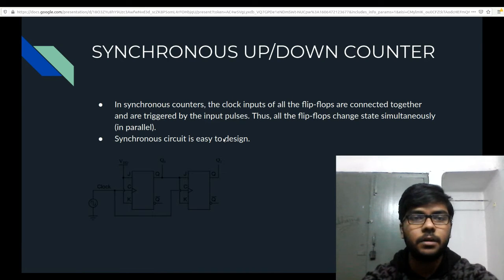So let's talk about synchronous counters. In synchronous counters, the clock inputs of all the flip-flops are connected together and are triggered by the input pulses. Thus, all the flip-flops change state simultaneously. So what happens here is all the flip-flops get the input simultaneously, and the states are going to be changed simultaneously. It is very unlike the asynchronous counter where the current state depends upon the previous states. Synchronous counters are easy to design.